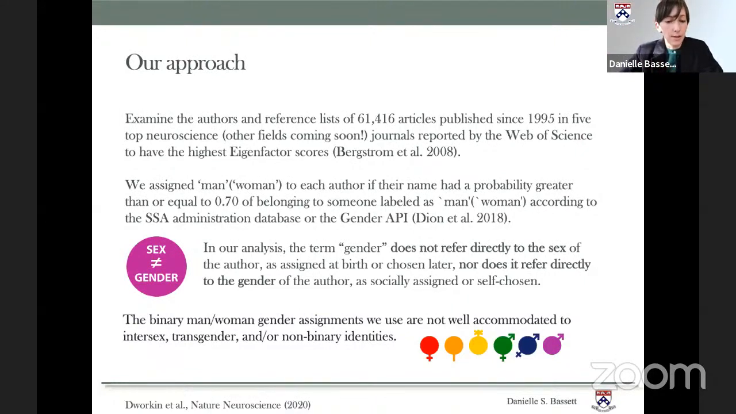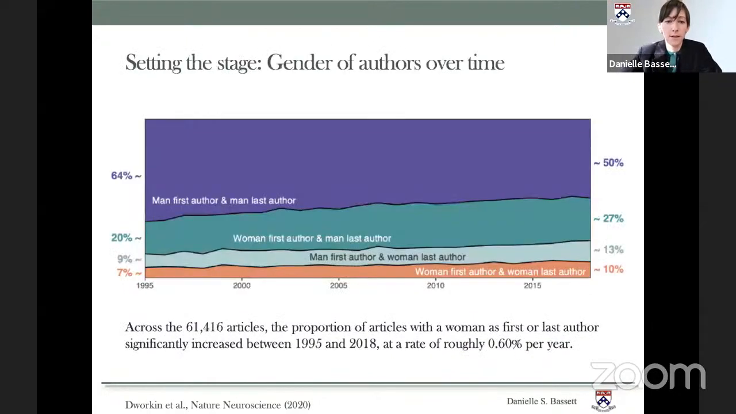I also want to note that the binary man-woman gender assignment that we use is not well accommodated to intersex, transgender, and or non-binary identities. And so that's a limitation that we hope to address in future work, but I wanted to note it here. So just to set the stage of the gender of authors over time, the really good news is that the field is becoming more diverse, which is exactly what we would have anticipated given what we see at conferences and among our colleagues.